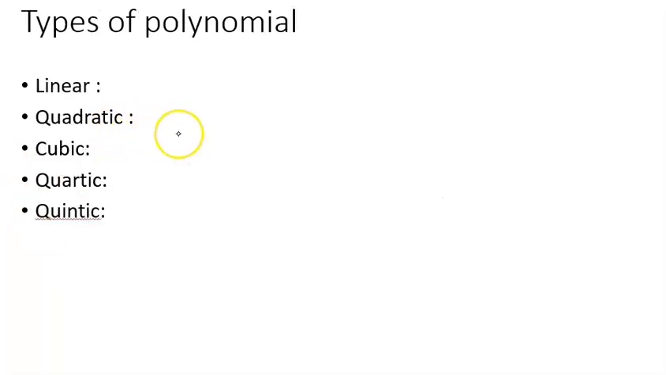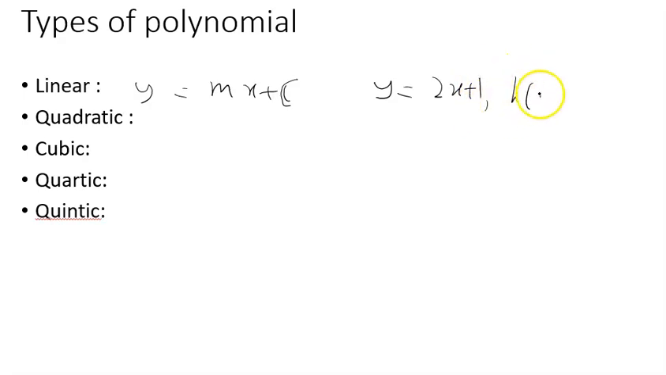So when we look at the types of polynomial functions, we have one, the linear polynomial function. Linear, it means it's a line. So any equation of the form y equals ms plus c is a linear polynomial function. Example, y equals 2s plus 1, or h of s equals 1 minus 10s. These are all linear functions.